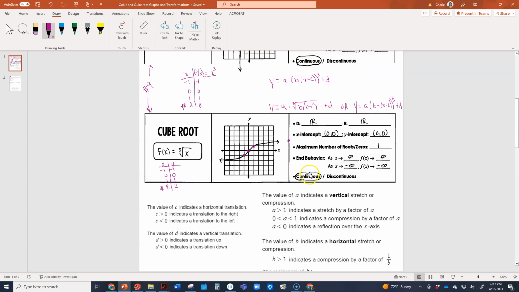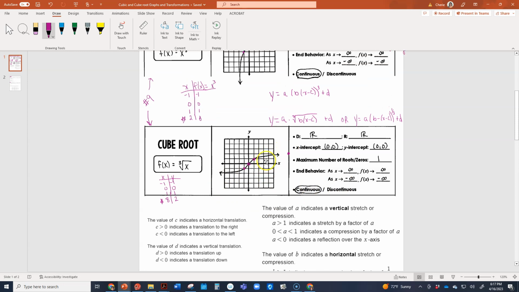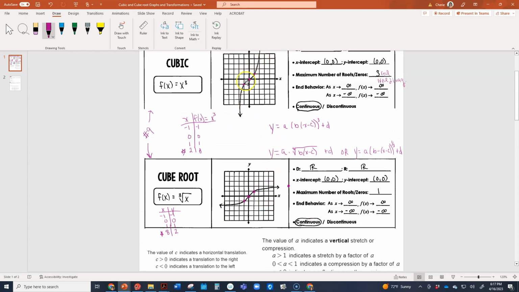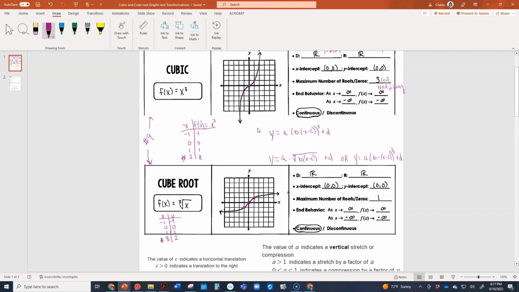They are continuous functions because there are no gaps or breaks in them. You can draw both of these graphs without ever having to pick your pencil up. Once you start drawing it, you can draw it towards eternity without ever having to pick your pencil up.